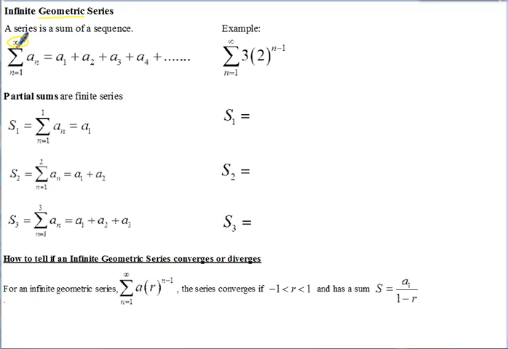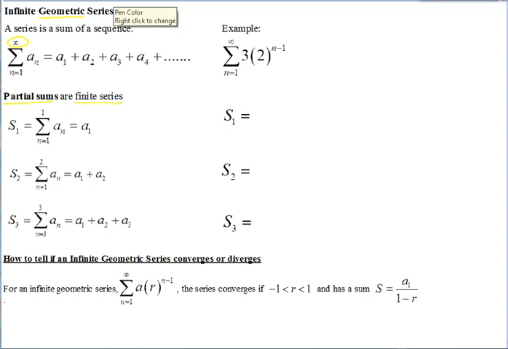So let's look at a specific example here. In this case, we have a series from 1 to infinity of 3 times 2 to n minus 1. So we can tell it's geometric because we've got this constant as our base and our variable n is up in the exponent. So let's see what happens when we find what are called the partial sums of this infinite series. Partial sums are finite series.